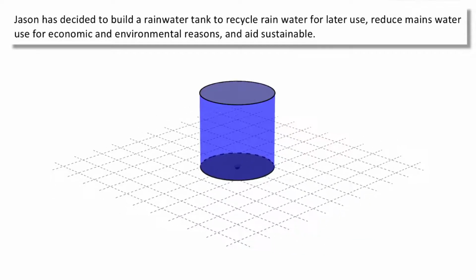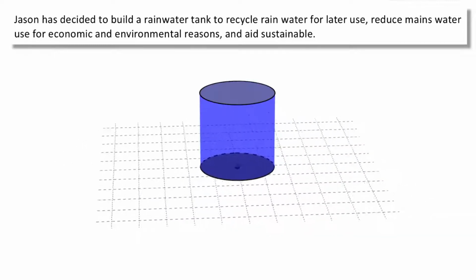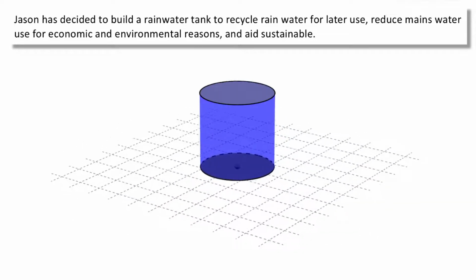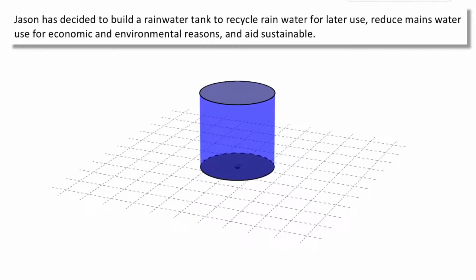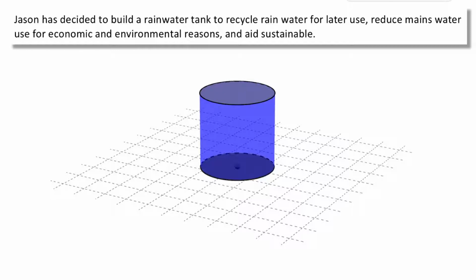Jason has decided to build a rainwater tank to recycle rainwater for later use and reduce mains water use for economic and environmental reasons and aid sustainability. If you haven't seen video 1 and 2, make sure you go and watch that in the cards above.